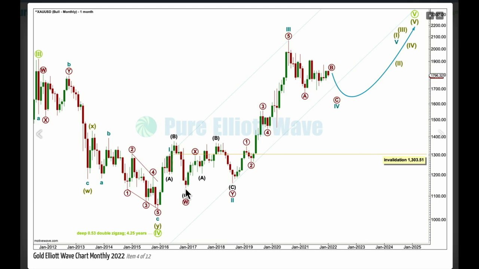W, the first flat in the double, is an expanded flat, A, B, C. The double is joined by a brief, not shallow, zigzag in the opposite direction labelled X, and then primary wave Y, also an expanded flat, A, B, C. But there's a problem within this. I think it's somewhere in here.